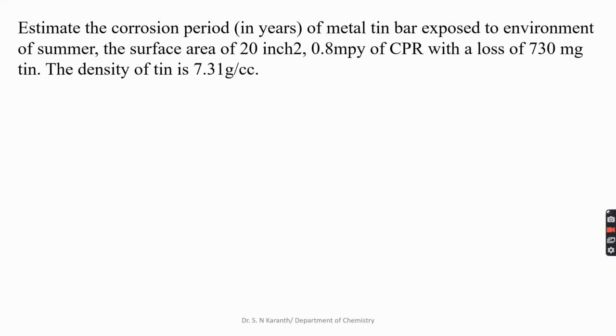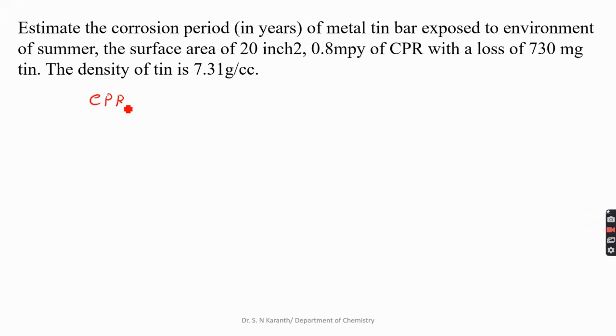The surface area of 20 inch square, 0.8 Mpy of CPR with a loss of 730 milligram tin. The density of tin is 7.31 gram per cc. You have to determine the time period for the loss of metal at around 0.8 Mpy. So here the unit is expressed in terms of Mpy and the area should be expressed in terms of inch square.